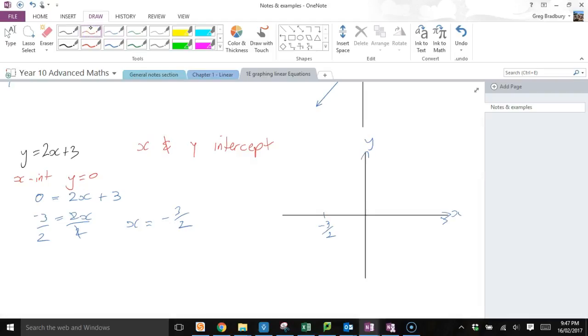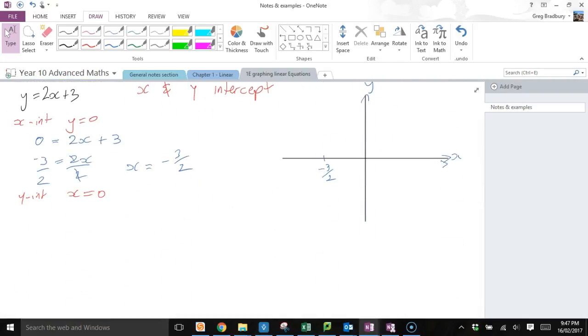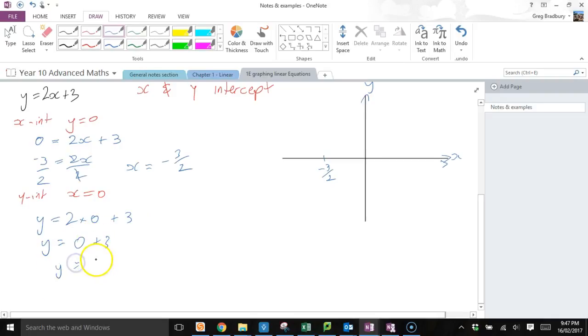Okay, the second one, the y-intercept. To find the y-intercept, you make x equals 0. We've actually found out what the y-intercept is in the previous method, so it should work out to be positive 3, but let's go through the motions anyway. y equals 2 times 0 plus 3. 2 times 0 is 0, plus 3. y equals 3. So my y-intercept is 3.